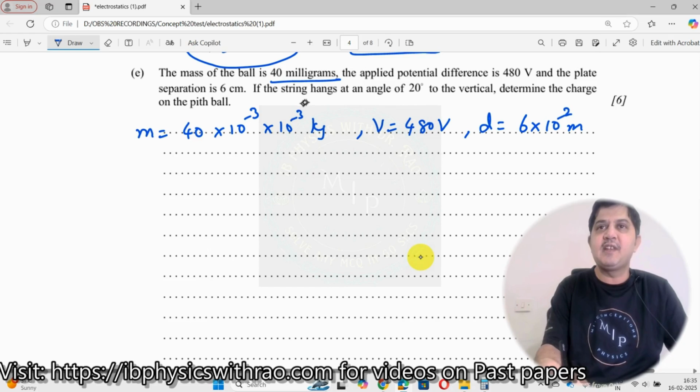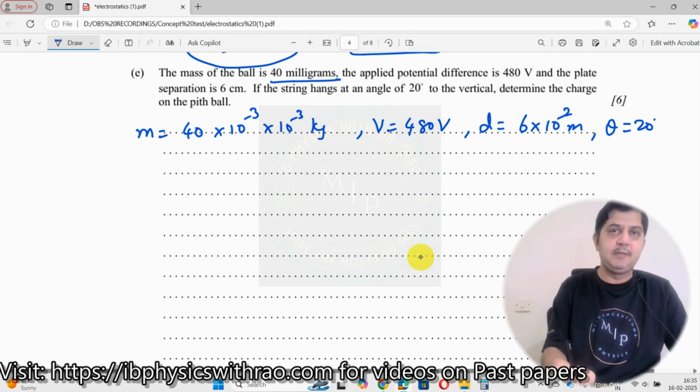If the string hangs at an angle of 20 degrees to the vertical, theta equal to 20 degrees, determine the charge on the pith ball. Okay, let us draw the diagram to understand what is being given. This is how it is given.